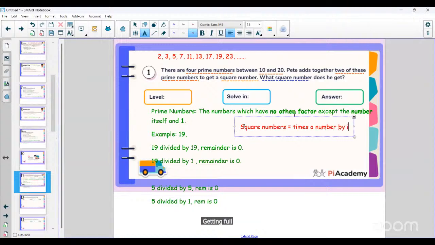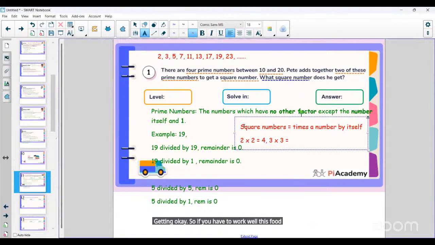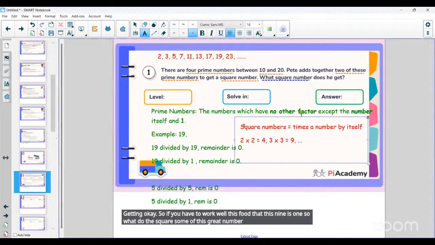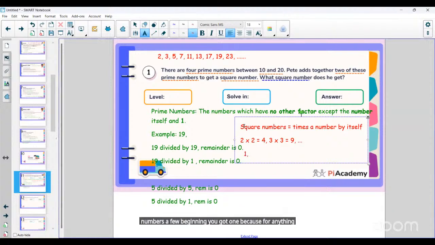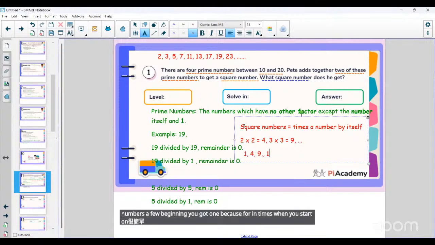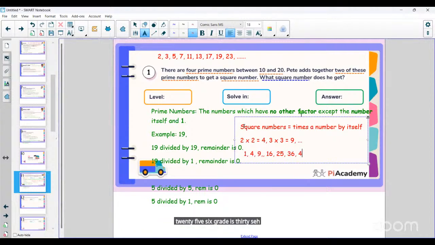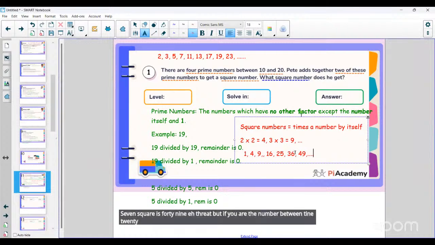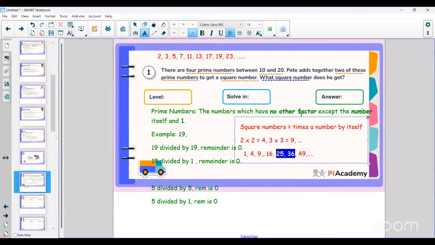Correct. If you multiply a number by itself. So 2 squared is 4, 3 squared is 9, and so on, right? So what are some of the square numbers if you begin with 1? 1 times 1 is 1, then 4, then 9, 4 squared is 16, 5 squared is 25, 6 squared is 36, 7 squared is 49, and so on. If you add two numbers between 10 and 20, your answer would be somewhere close to this, right? It should be either 25 or 36.